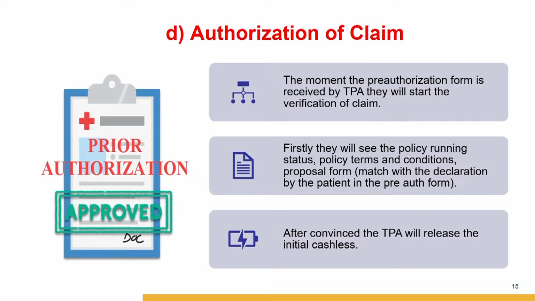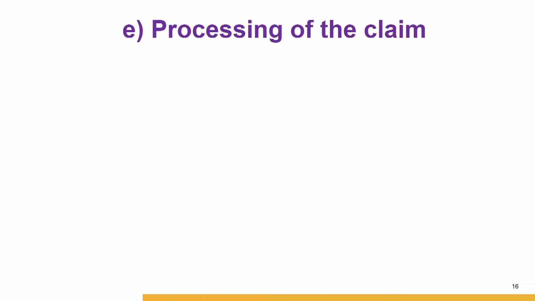Your policy terms and conditions, your proposal form, what you have shown over there, and after that, if everything goes as per the terms and conditions of the policy and there is no problem as such, then the authorization of cashless or claim comes to the hospital. Now this is the authorization of claim, right? Then processing of the claim takes place.